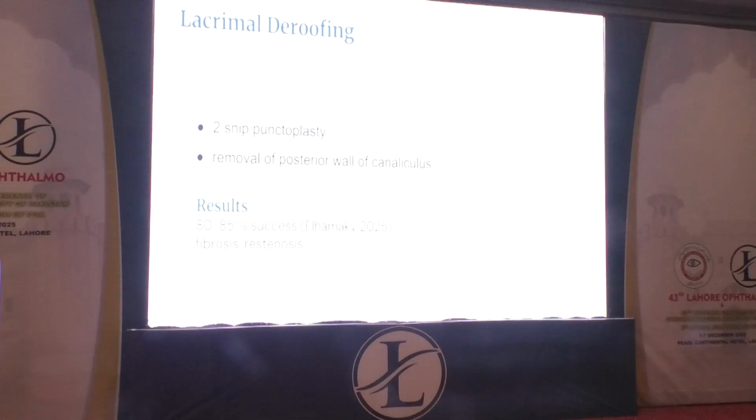So for lacrimal de-roofing, I don't know if it's a very commonly performed procedure. I've never done it personally myself. I just came across this when I was studying for this talk. But there is a study from 2025, and it reports 80 to 85% success. It's kind of like doing a two-snip punctoplasty, but you're opening up the roof of the canaliculus in this case.